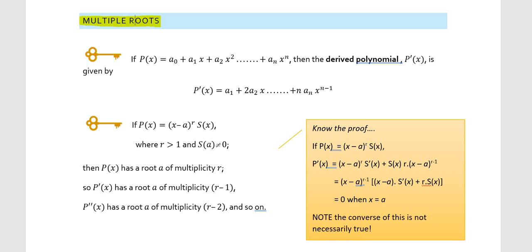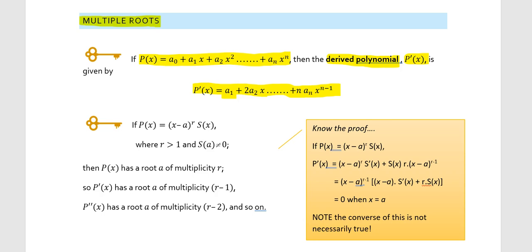Now we're just going to extend on that concept, and to do that we're going to introduce the concept of the derived polynomial. So if we have a polynomial, then the derived polynomial is literally the differential. It's taking the derivative of that polynomial. So the derivative of the polynomial, if we look at it, then the constant term will of course disappear. The derivative of a1x will become a1, a2x squared will be 2a2x, and so on. So the derived polynomial has this general form.